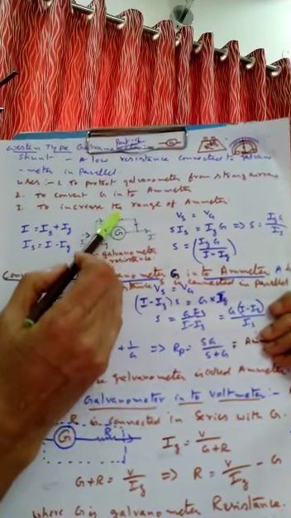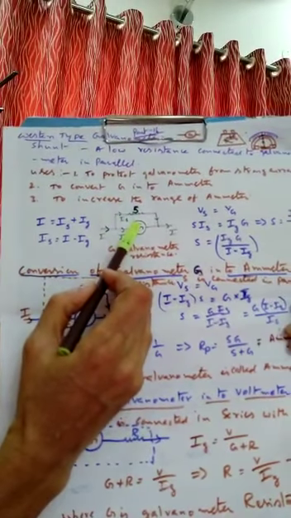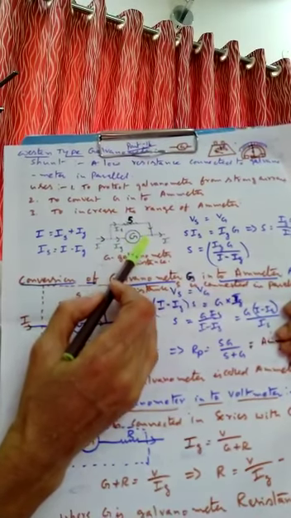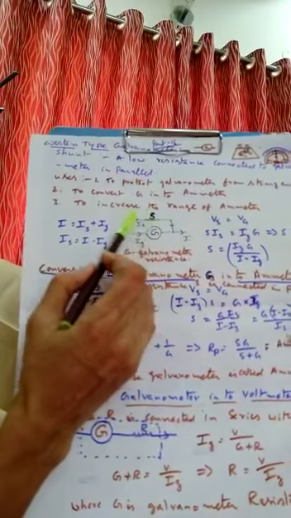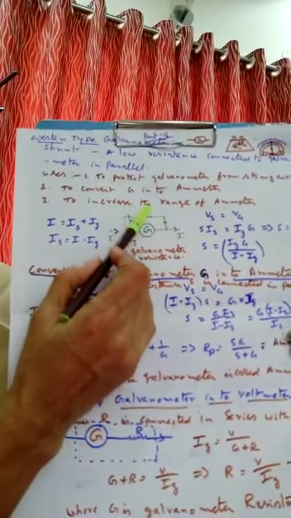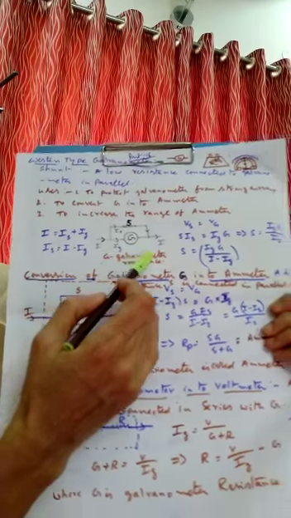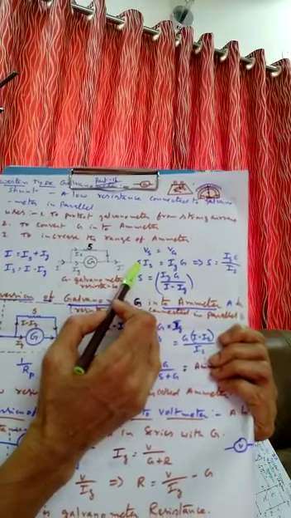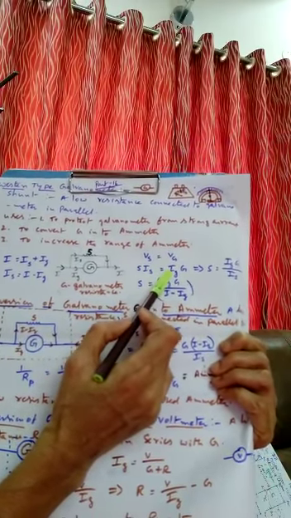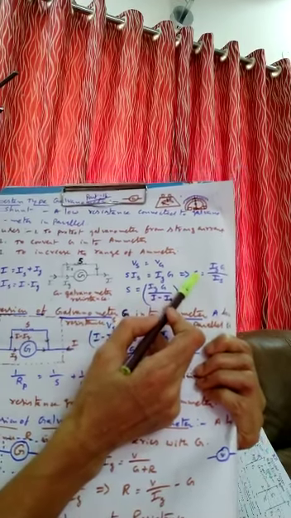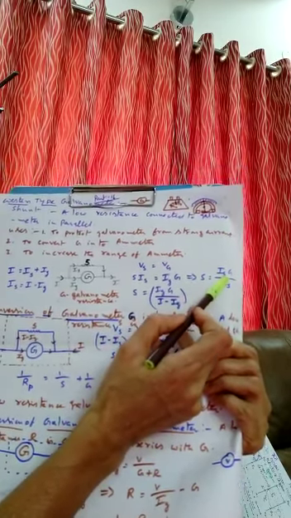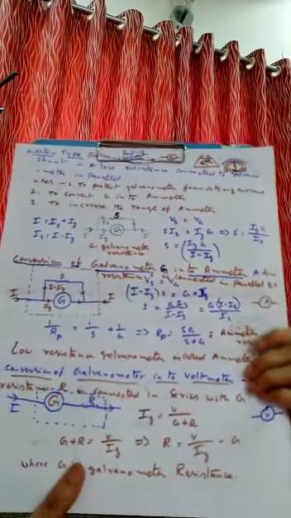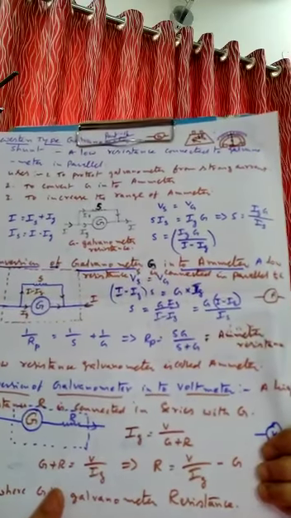G and S are parallel. The potential difference between the 2 points of the galvanometer is the same as the potential difference across S, because they are connected in parallel. So Vs is equal to Vg. According to Ohm's law, Vs is equal to S into Is, and Vg is equal to Ig into G. So S is equal to Ig upon Is into G, or we can write Ig into G upon I minus Ig. In this way we can calculate the value of shunt.